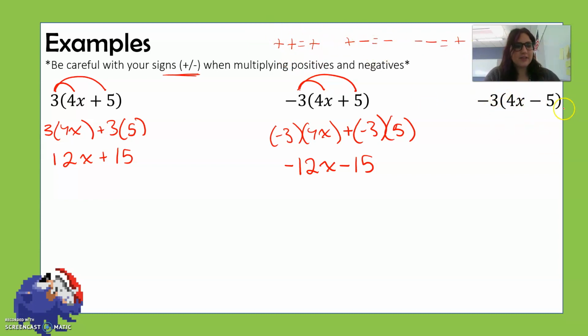All right, now let's do this one. Negative 3 times 4x is negative 12x. Negative 3 times negative 5 is positive 15. So it looks a little bit different when you have negatives, but the idea is the same. You have whatever is out here, you multiply it by this, and then add this. Just watch out for these negative signs.